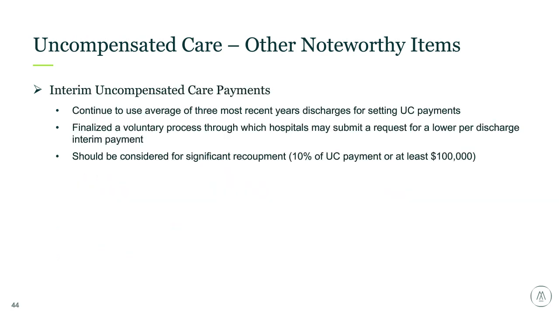In regards to calculating interim uncompensated care payments, CMS is continuing to use the average of the 3 most recent years' discharges for setting the UC payments. They are now finalizing the proposal for a voluntary process through which hospitals may submit a request to lower their per discharge payment. This process should only be considered for significant recoupment, such as 10% or more of the total UC payment, or at least $100,000.